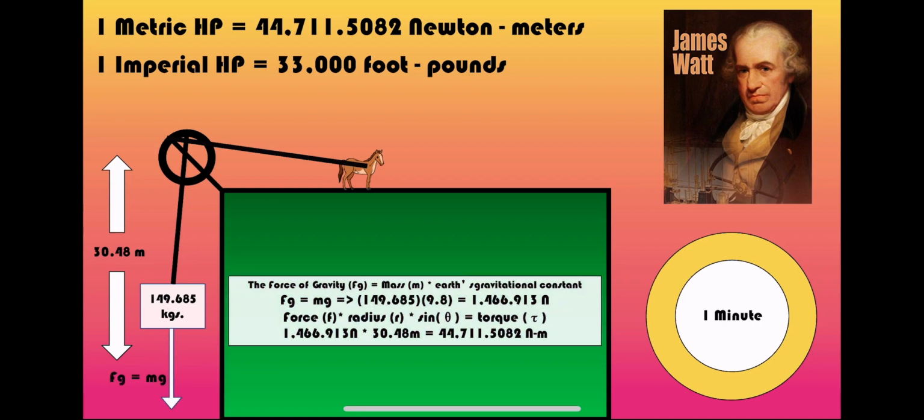We can then convert our mass and displacement into kilograms and meters. Then we can use our gravitational force equation to multiply our mass by Earth's gravitational acceleration of 9.8 meters per second squared. We then get how many newtons of force the 149.685 kilograms is generating. If we then multiply our 1,466.913 newtons of force by a displacement of 30.48 meters, we see that the horse is generating 44,711.5082 newton meters of torque.